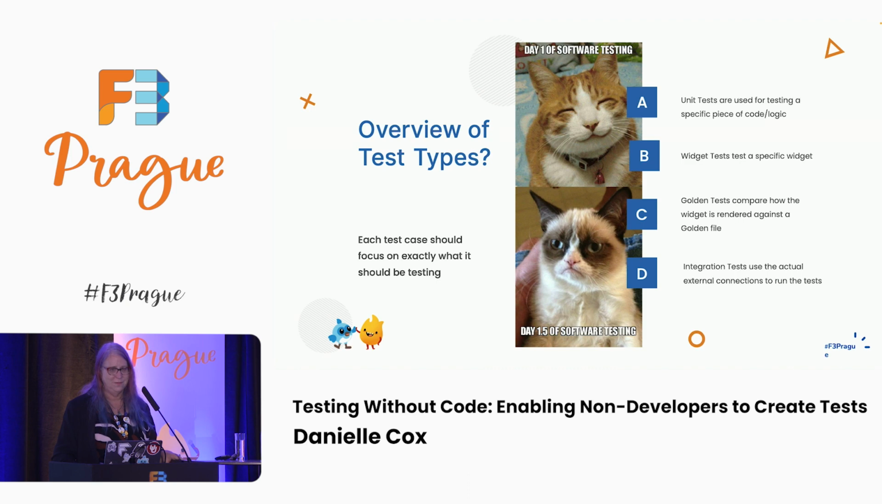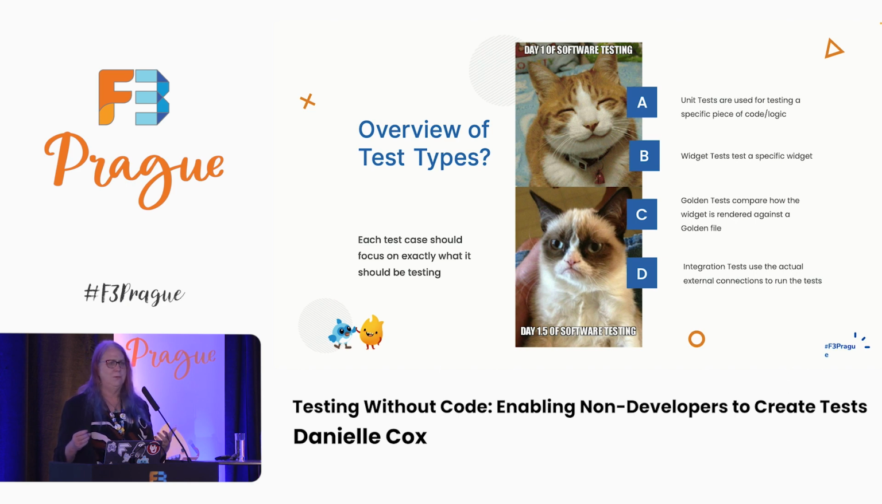So there are several different types of testing. The most basic one would be a unit test, and that's just testing logic and going through a specific piece of code to make sure it does what you want it to do. Widget tests are the next level up, and that's taking a widget and testing to see how that works for you.